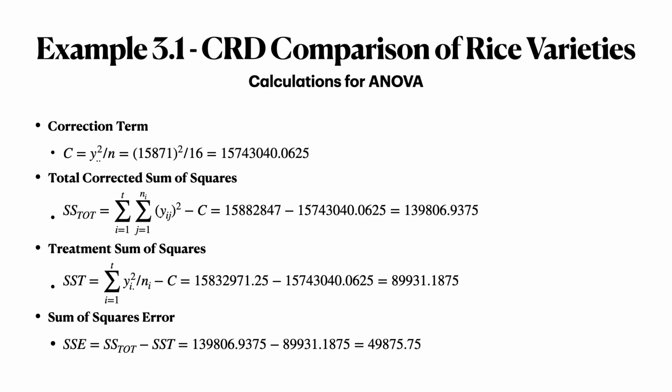Once we have the total corrected sum of squares and the treatment sum of squares, we get the sum of squares for error by subtraction. So we subtract the treatment sum of squares from the total corrected sum of squares. And we see here that the sum of squares for error is 49,875.75.